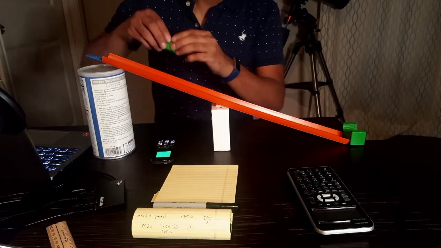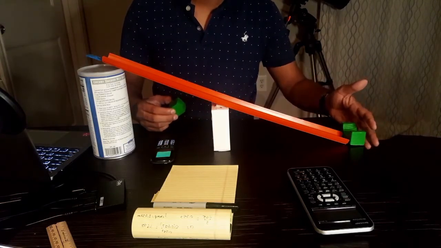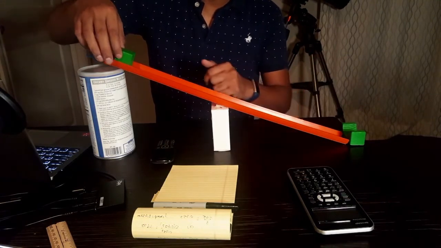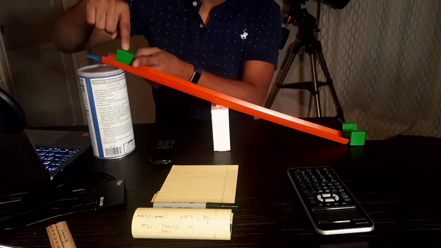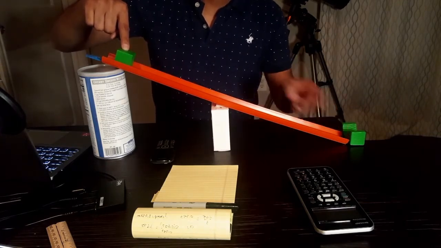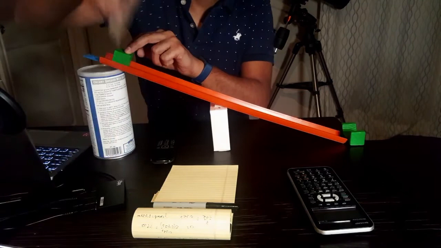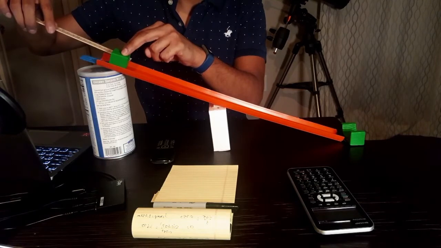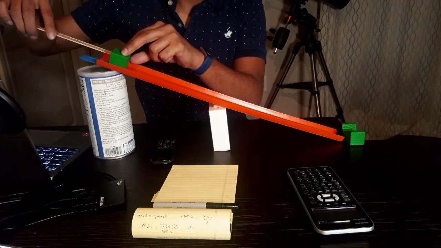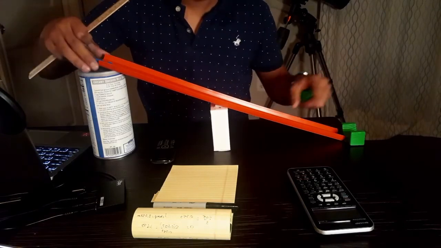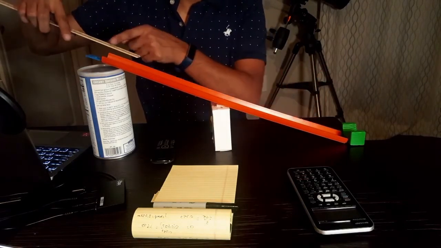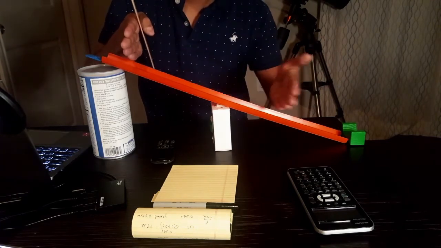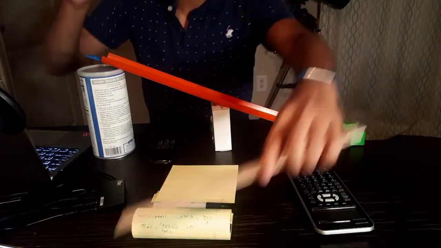Now in this case, I have put a block here at the end so that the block does not fall off and I don't have to pick it up. When I put it here, I want to know the distance from this edge to here. Earlier I found that the track is about 52 centimeters, so I want to measure how far this edge is from the end. It's about 5 centimeters. So 52 minus 5 makes it 47. So 47 centimeters is the distance that this block is going to cover.